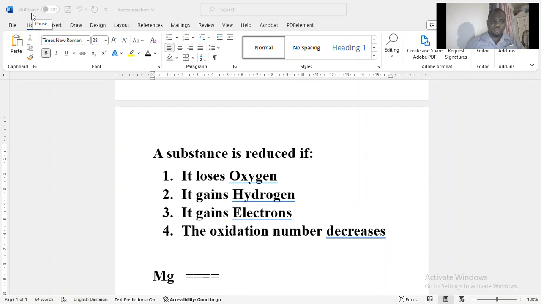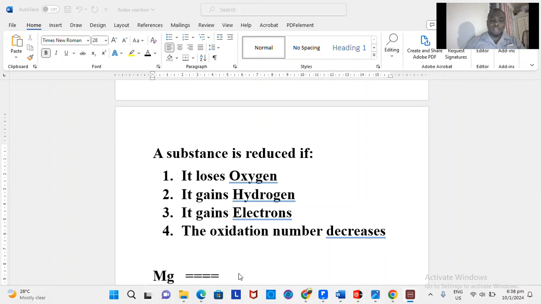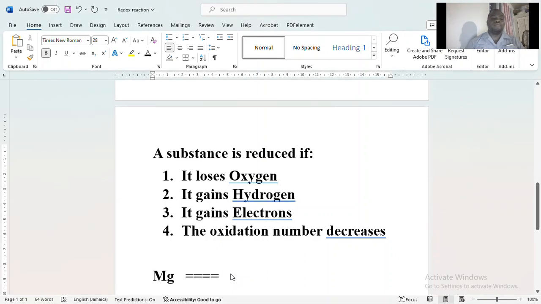Metal? Metal. So magnesium is in group 2. And what does that say about magnesium? In terms of electrons, the valence electrons. It has two electrons on its outer shell. Beautiful.